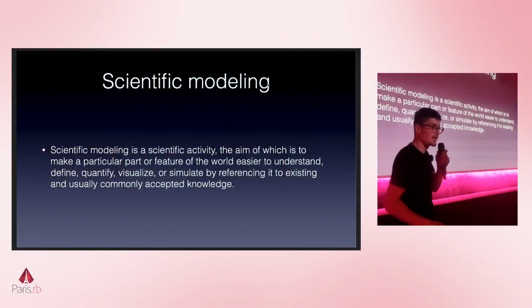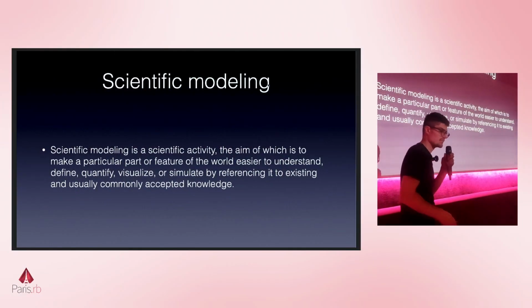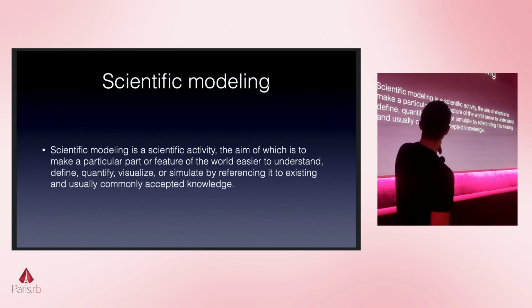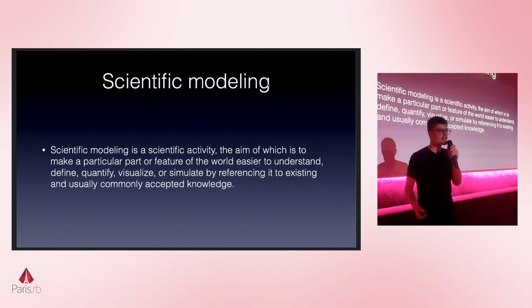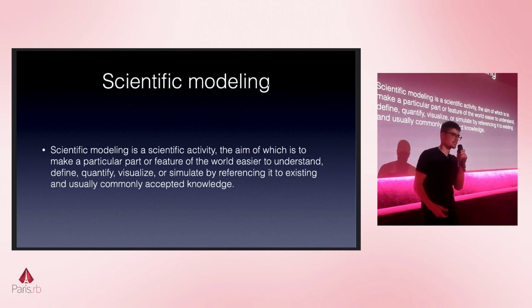I found this on Wikipedia. The Wikipedia article says scientific modeling is a scientific activity, the aim of which is to make a particular part or feature of the world easier to understand, define, quantify, visualize, or simulate by referencing it to existing and usually commonly accepted knowledge. And a model, in my own words, is a useful approximation to the truth.